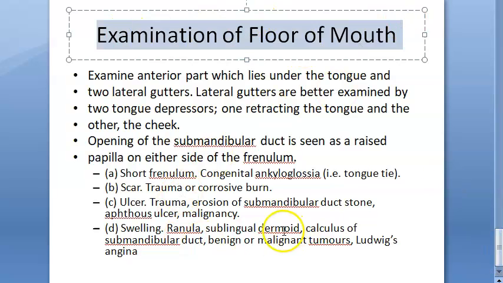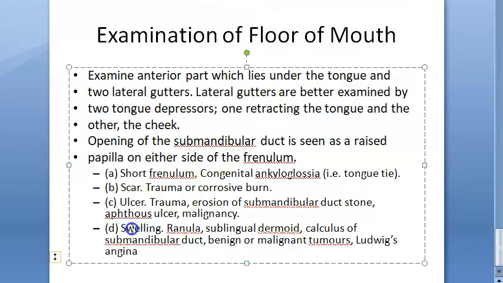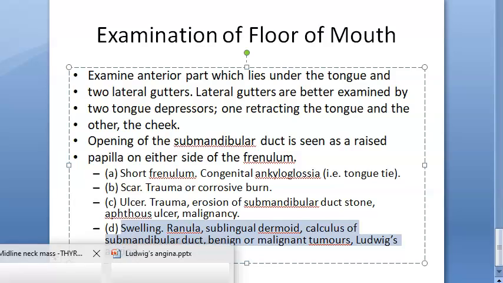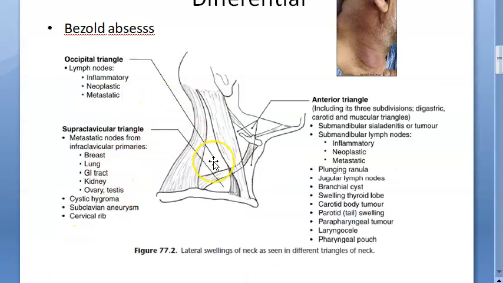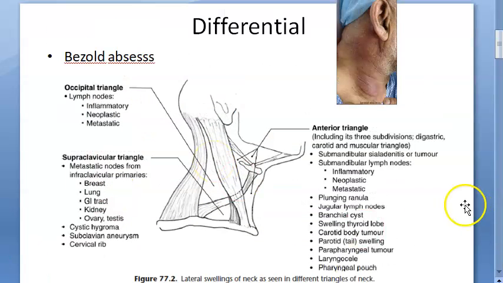So when you examine floor of mouth, you should check for all this. What and all will you check for? As a swelling, you will check for ranula, dermoid, calculi of the submandibular duct, tumors, Ludwig's angina, all these you can check for. It can become a plunging ranula as a lateral swelling of the neck in the anterior triangle. So that's all, guys.